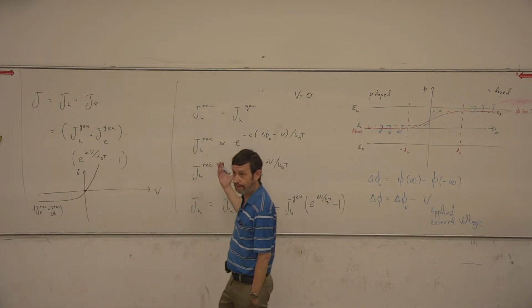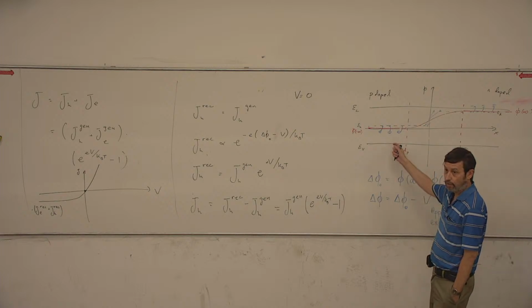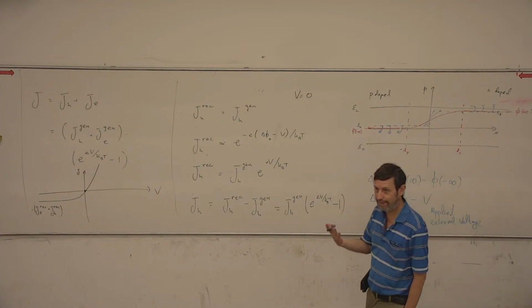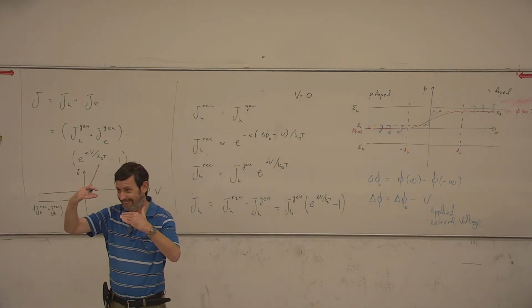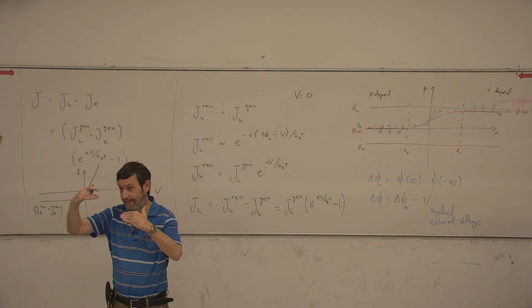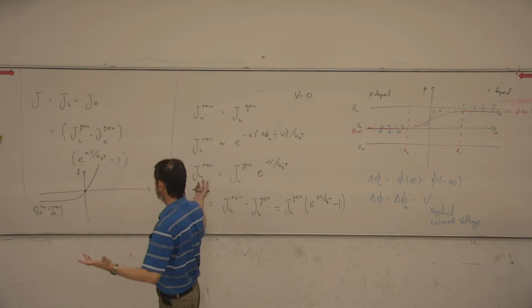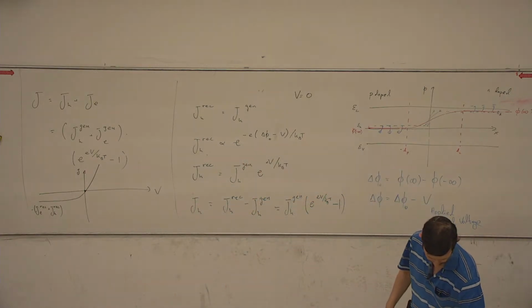Why? Because, as in anything in quantum mechanics or statistical mechanics, jumping above a barrier has an exponentially small probability, and when I lower the barrier, I make the probability exponentially higher to go over it. So this is the world famous diode.